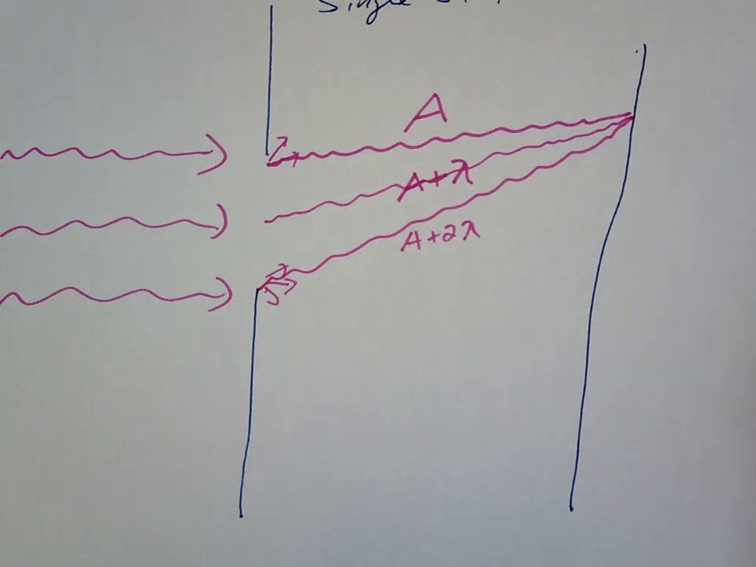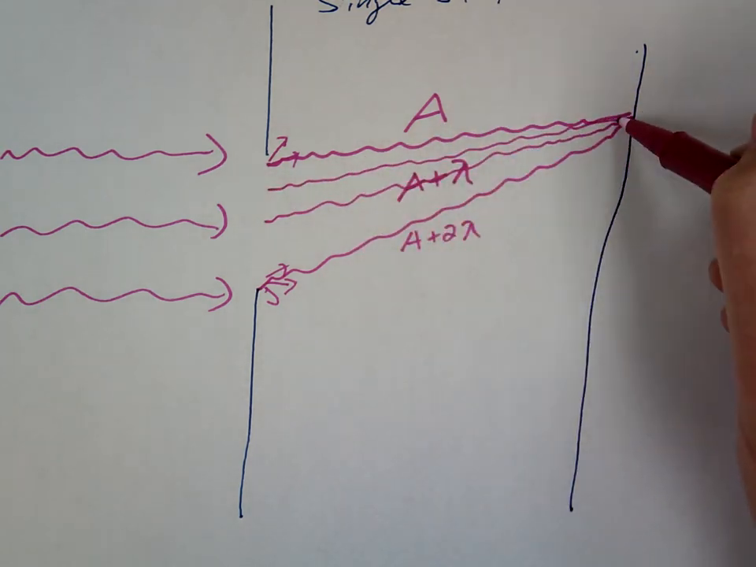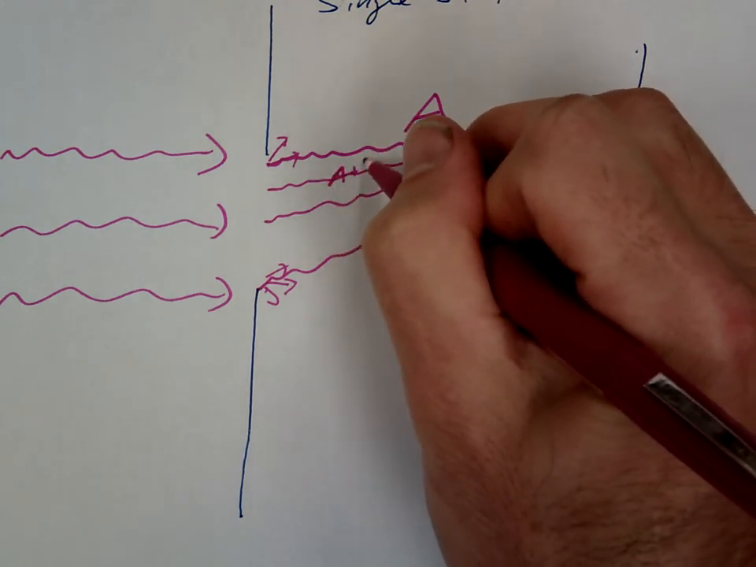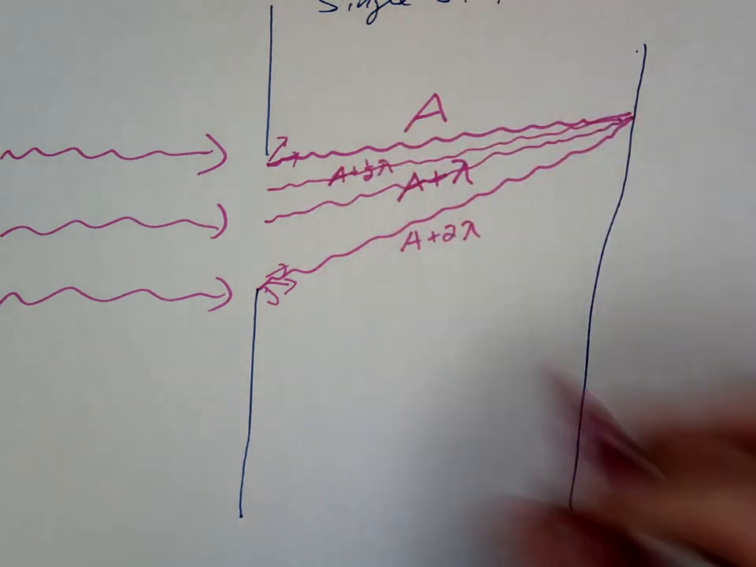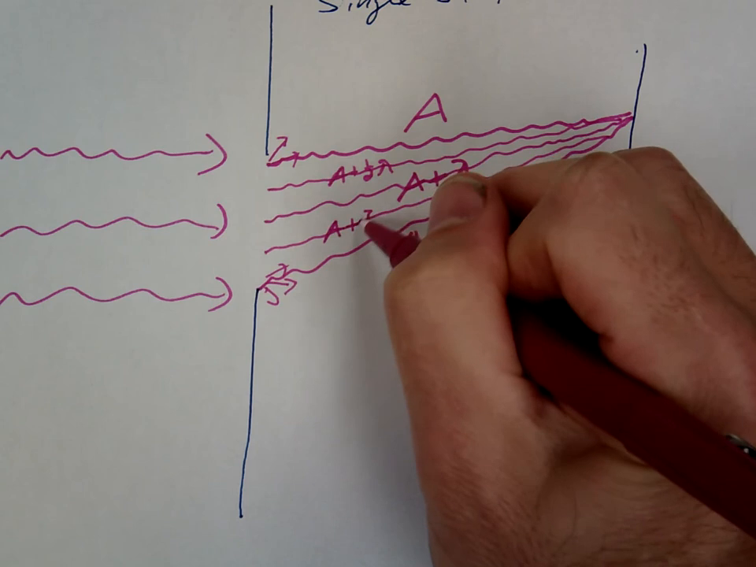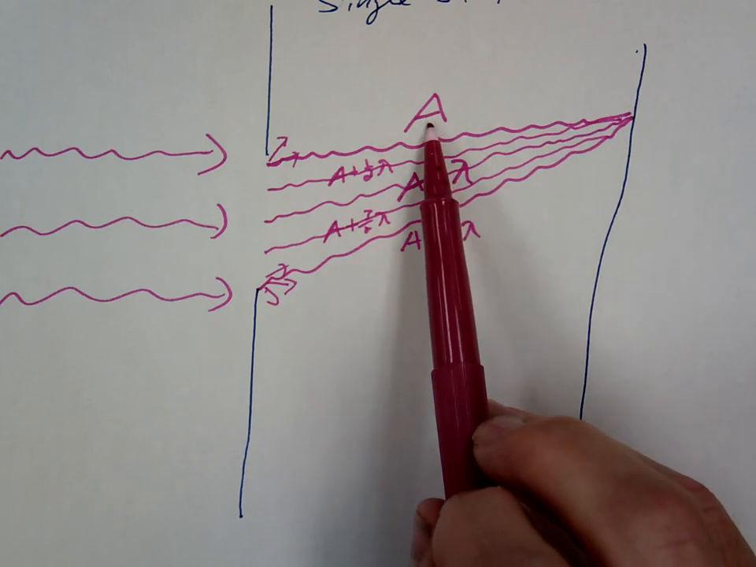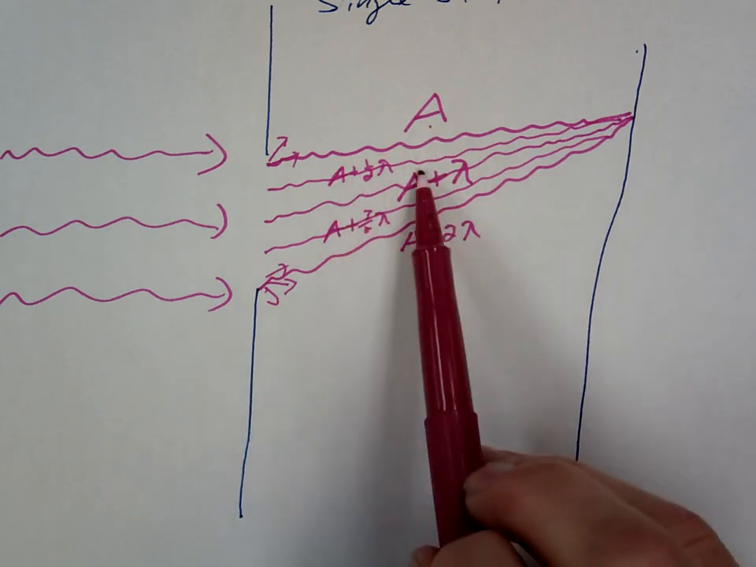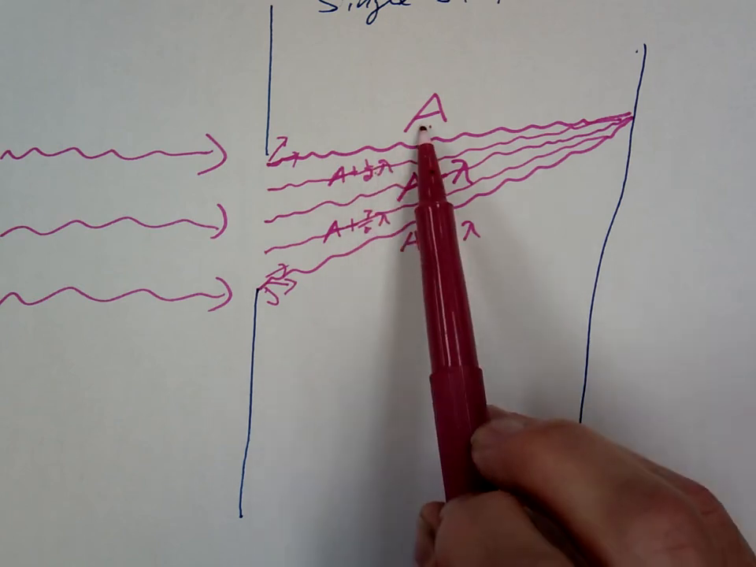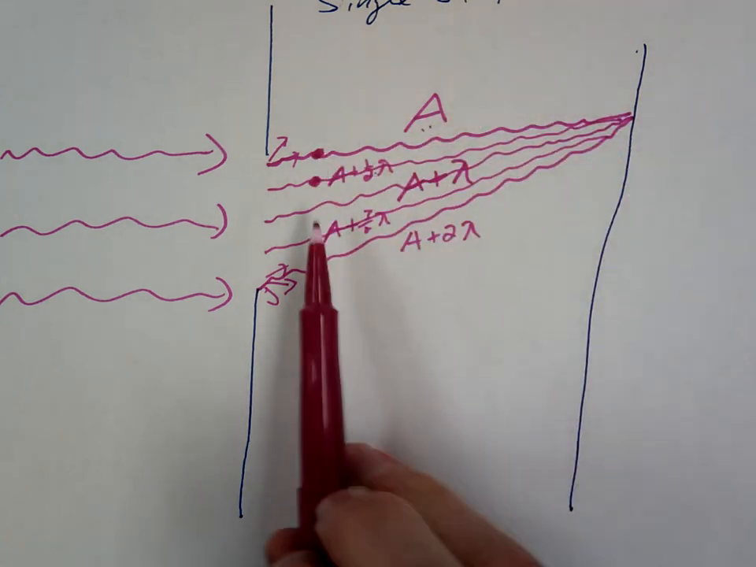How about if we go in between here? What's this one going to travel? What about this one over here? Okay, so what we're going to do is look at a few beams of light and see how they interact with each other. For example, if we take this A and this A plus a half, what are these two going to do with each other?